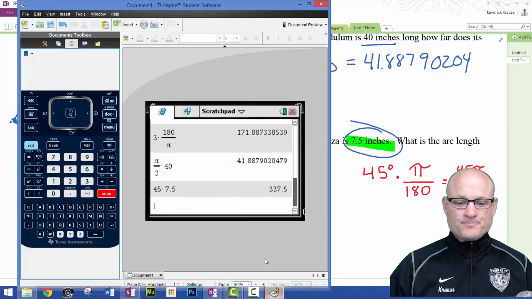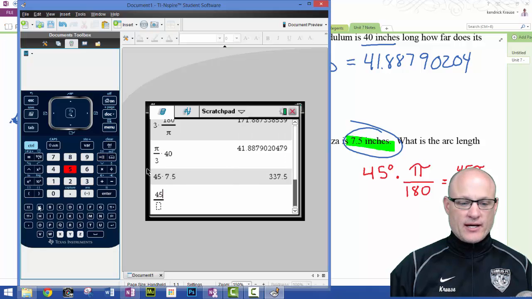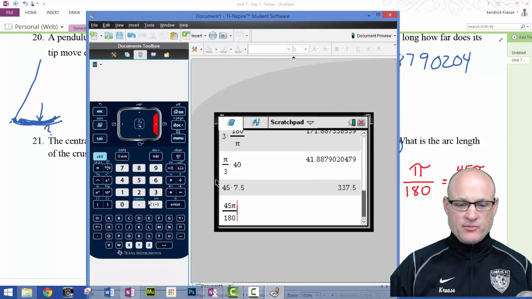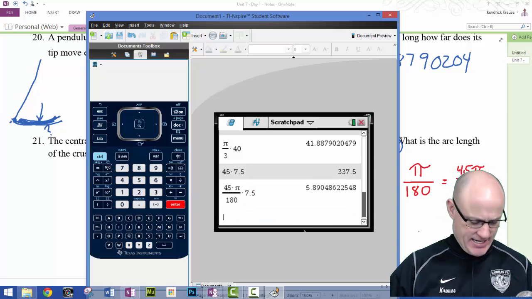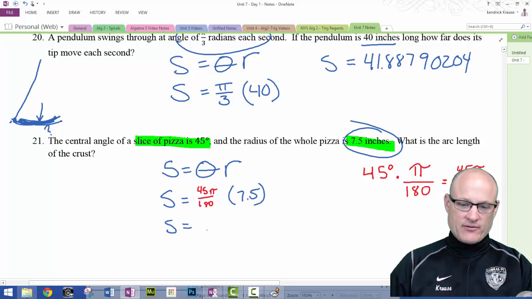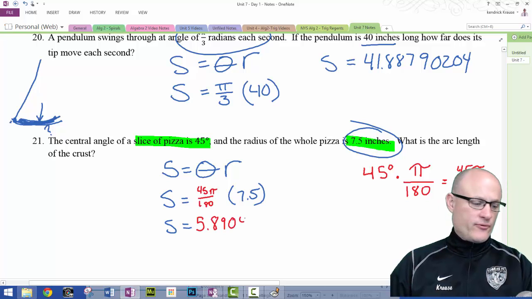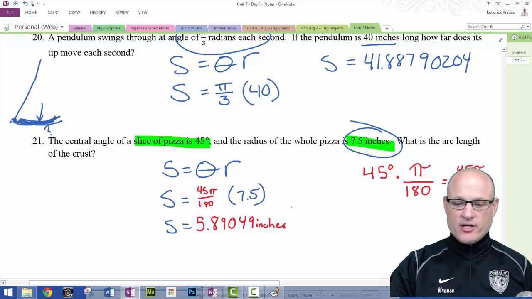Okay, so I'll go to my calculator and ask for a fraction: 45 pi over 180. That's that part, times 7.5. So this part over here is the conversion from degrees to radians. The first part is now in radians. It's really pi over 4, which is 3.14159 divided by 4, a little less than 1, times 7.5. And this will tell us what our arc length is. When we press enter, we get 5.89 inches. Let me write down exactly what it is: 5.89049 inches. Since it did not say to round, you don't have to round. Almost every time you do these problems it will say to round, but in this case it did not.